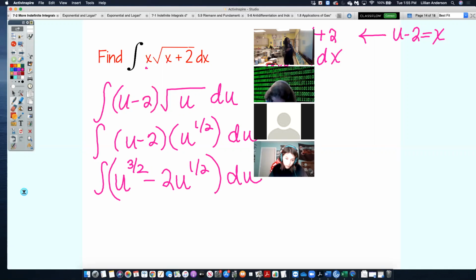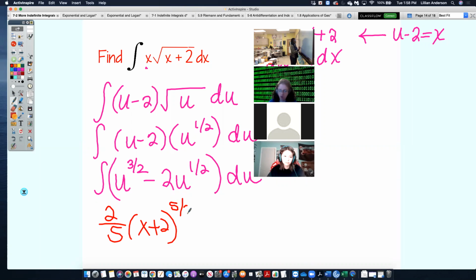All right, finish off this problem. So we're taking the antiderivative of u to the 3/2 minus 2u to the 1/2. What is it? 2/5, x plus 2. We're substituting it back in. So 2/5 times x plus 2 to the 5/2, minus 2/3, x plus 2.